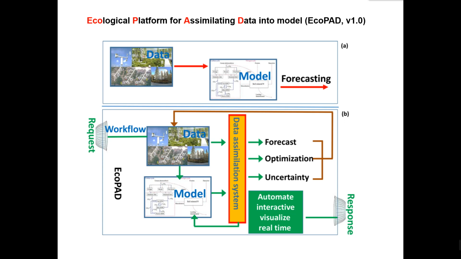The system can update parameter distribution when new data is available. From an ensemble of parameters, EcoPad can also produce an ensemble of forecasting instead of just one simulation, which allows us to quantify the uncertainty of forecasting.